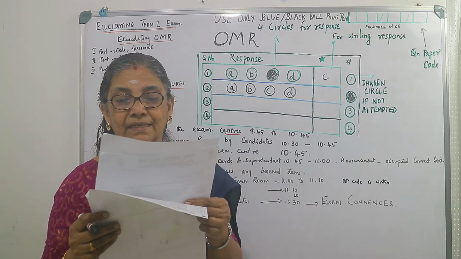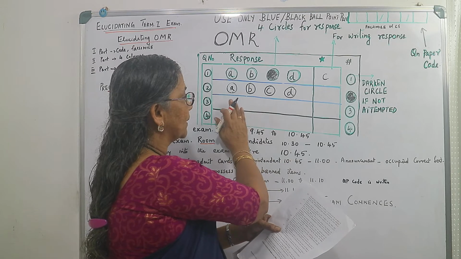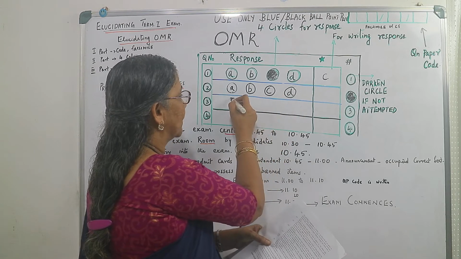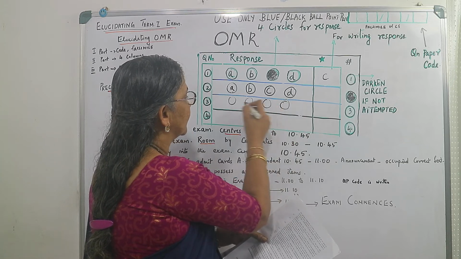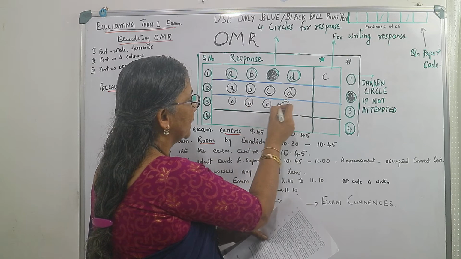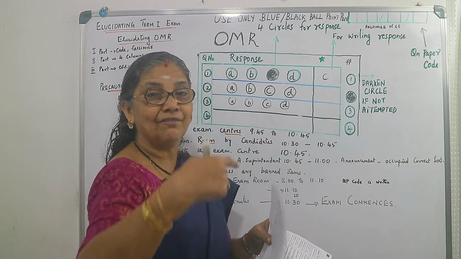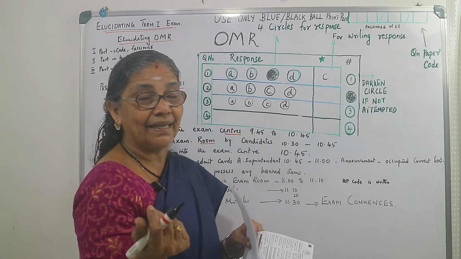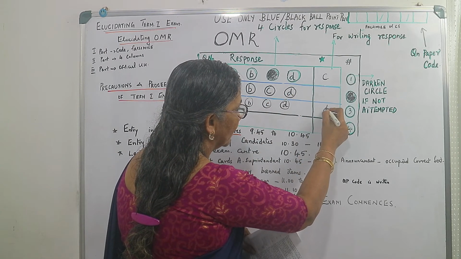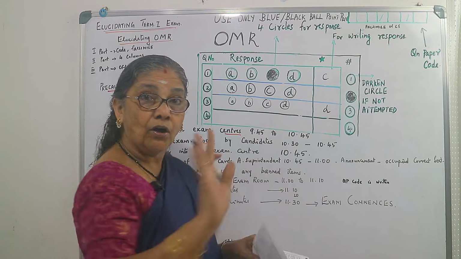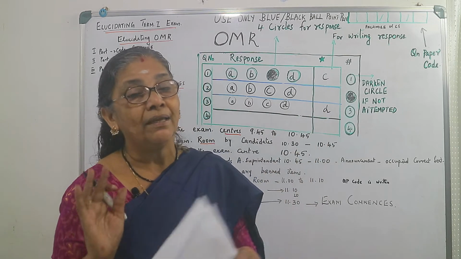If the box is empty and the response is marked in the circle, that will count. Suppose you have not marked A, B, C, D, but you write the answer as D in the box. Understand that sometimes there may be similarities. You have not marked the circle, but this answer will be taken into account, and it will be valid.